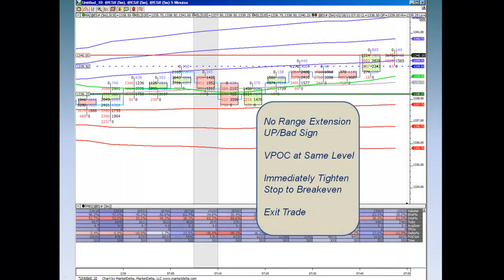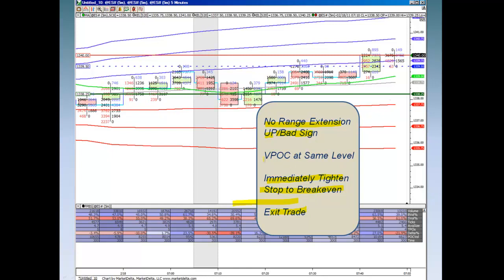All right, we get the next bar, and it has no range extension to the upside. Folks, whenever this happens, it is a bad sign. This is bad news. Things aren't working out the way that we've liked, and you should adjust your position immediately to get out. Immediately tighten the stop to break even. Get ready to exit the trade.